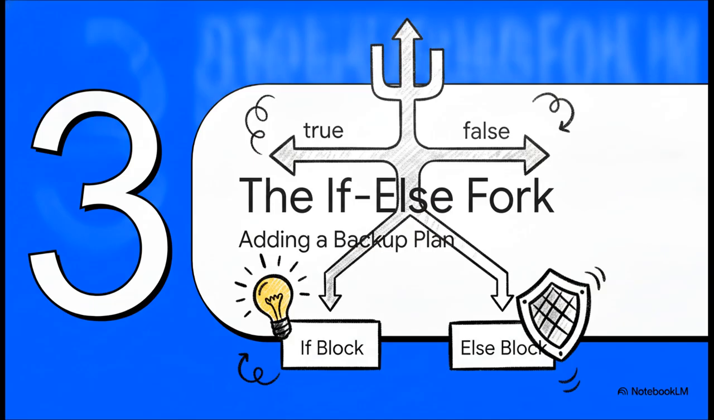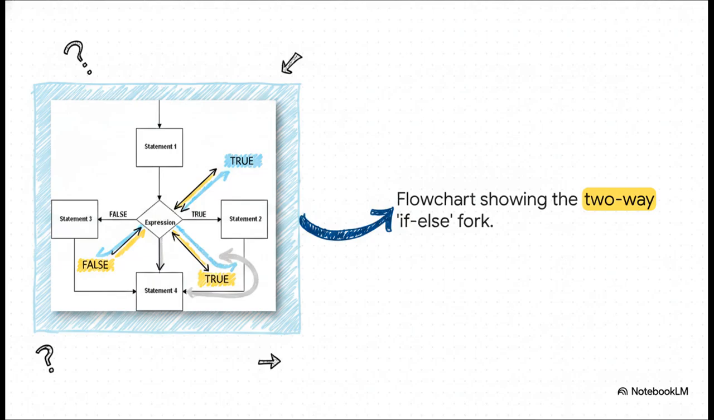That brings us to the if-else fork, adding a backup plan. Looking at this flowchart, our condition diamond now splits the program into two completely distinct paths. If it's true, we execute statement 2. But if it's false, we don't just skip ahead anymore. Instead, we execute a dedicated backup plan, which is statement 3. You are forced to take one of these two roads before moving on to statement 4.